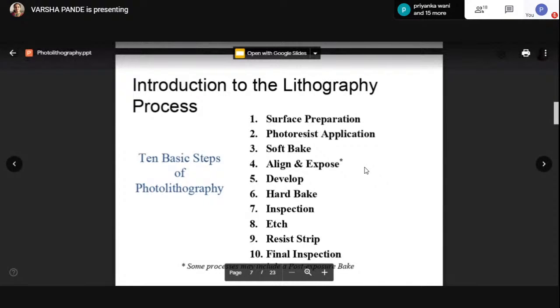After this the soft bake is done. Why is the soft bake done? Because the photoresist should get properly attached to that surface. There should be a proper bonding between that surface and the photoresist. For this the soft bake is done, so that it will be properly attached to the surface below.